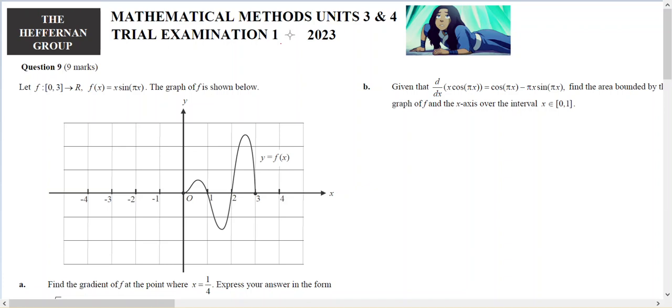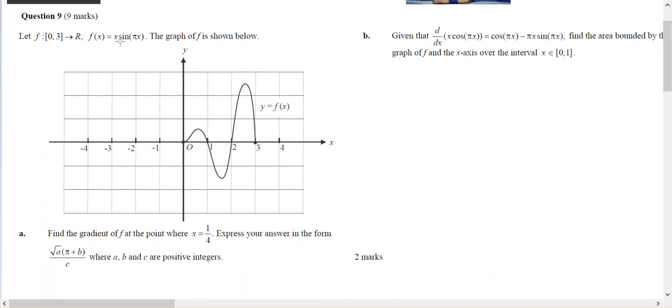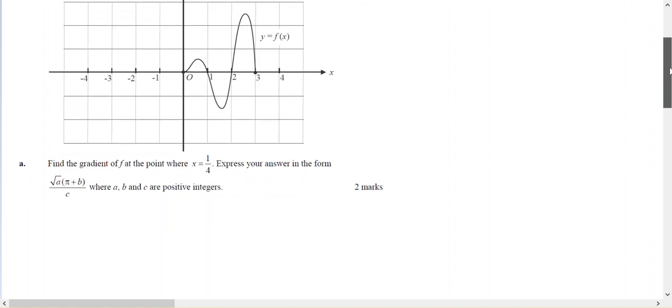Question number 9 involves this product function where we have x times the sine of pi x, and this is what the graph looks like, and we have a restricted domain. First, the question is asking us to find the gradient at x equals a quarter. So what's the gradient at that particular point? So I'd like to find the derivative of x, then set x equal to 1/4.